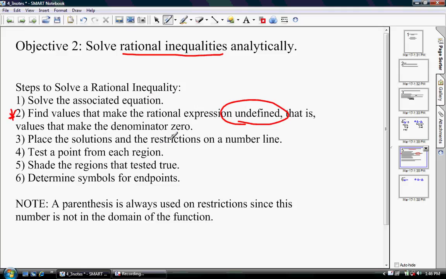We place the solutions and the restrictions, that is the values that are undefined, on the number line, test a point from each region, and then shade the regions that test true, and then we have to determine what symbols to use, that is, do we use parentheses or brackets on the endpoints. Very, very important note, you always use the parentheses on the restrictions. So whatever values you find in step 2, it doesn't matter if the symbol is less than or equal to or greater than or equal to, you're going to use the parentheses on the values where the function is undefined.